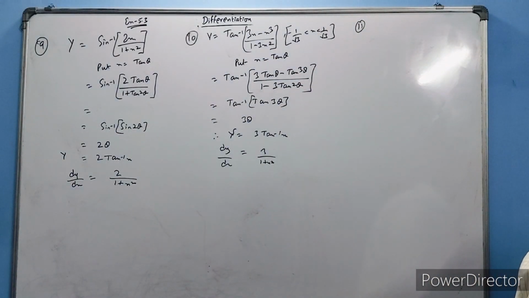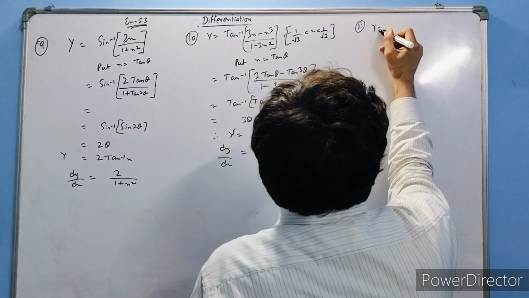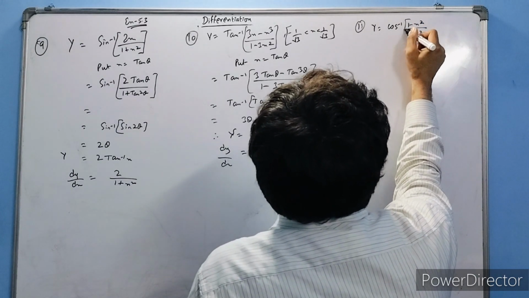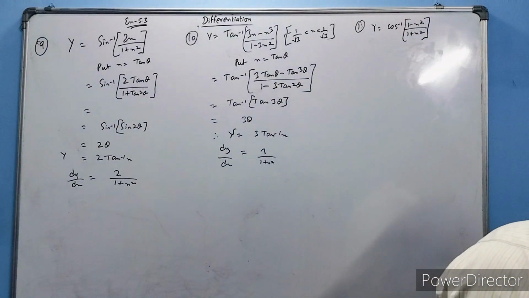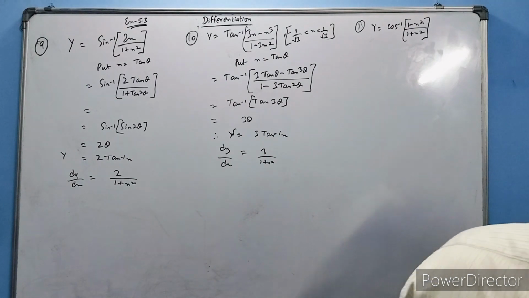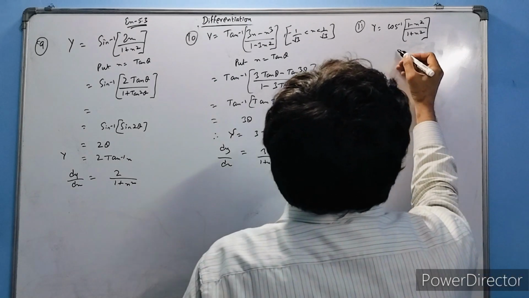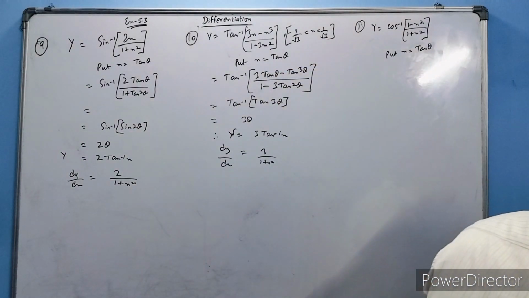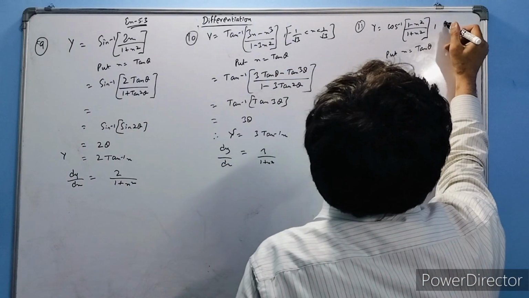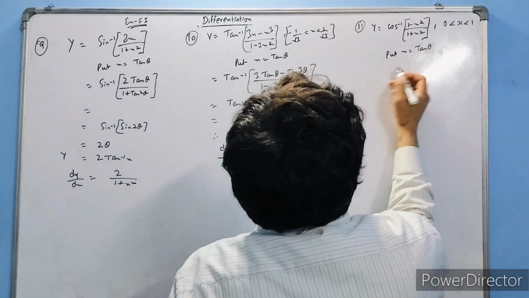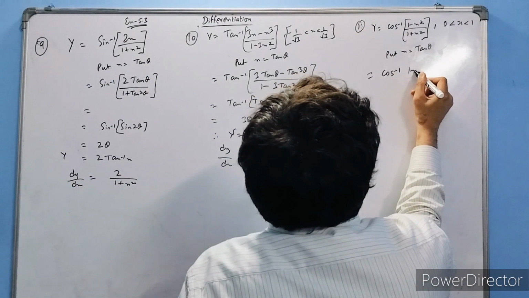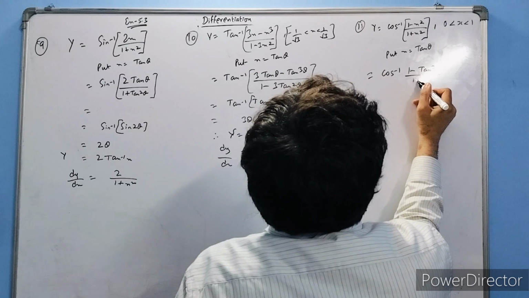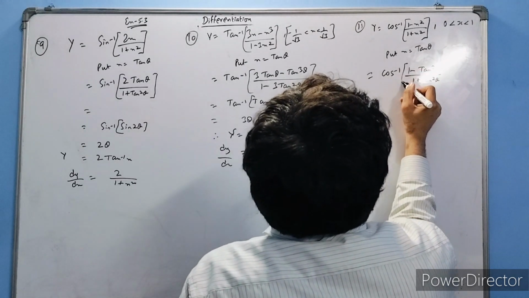So what the 11th question says: y is equal to cos inverse (1 minus x square) upon (1 plus x square). Okay, so now what we can do here, put x is equal to tan theta. They have given the condition also: x lies between 0 to 1. So now put tan theta. So I got cos inverse (1 minus tan square theta) upon (1 plus tan square theta).